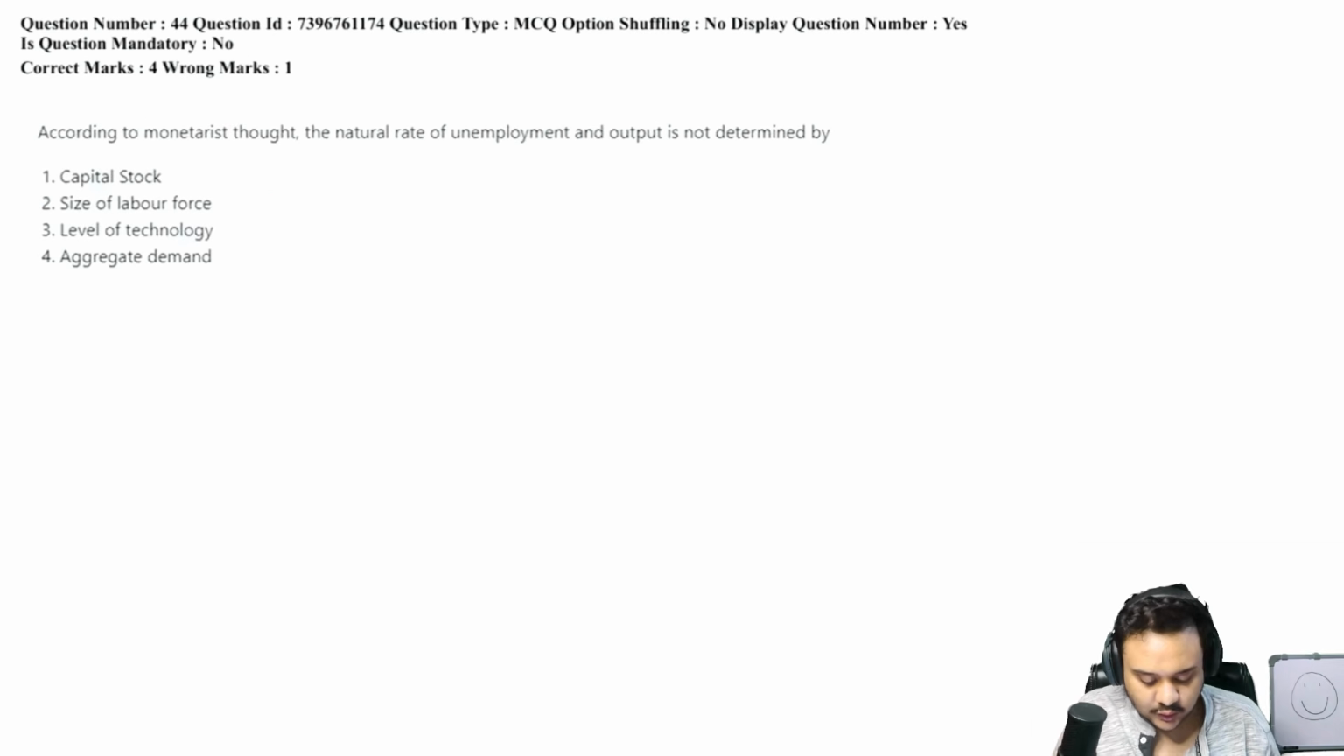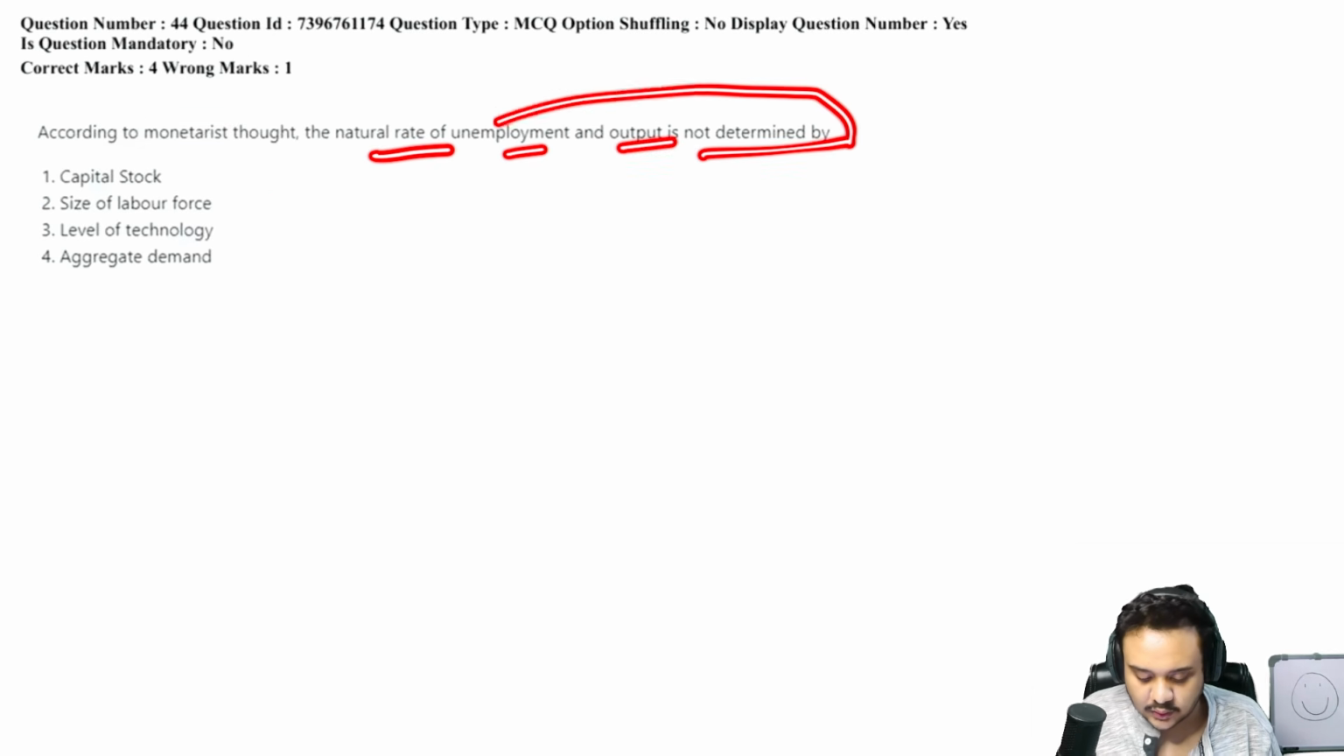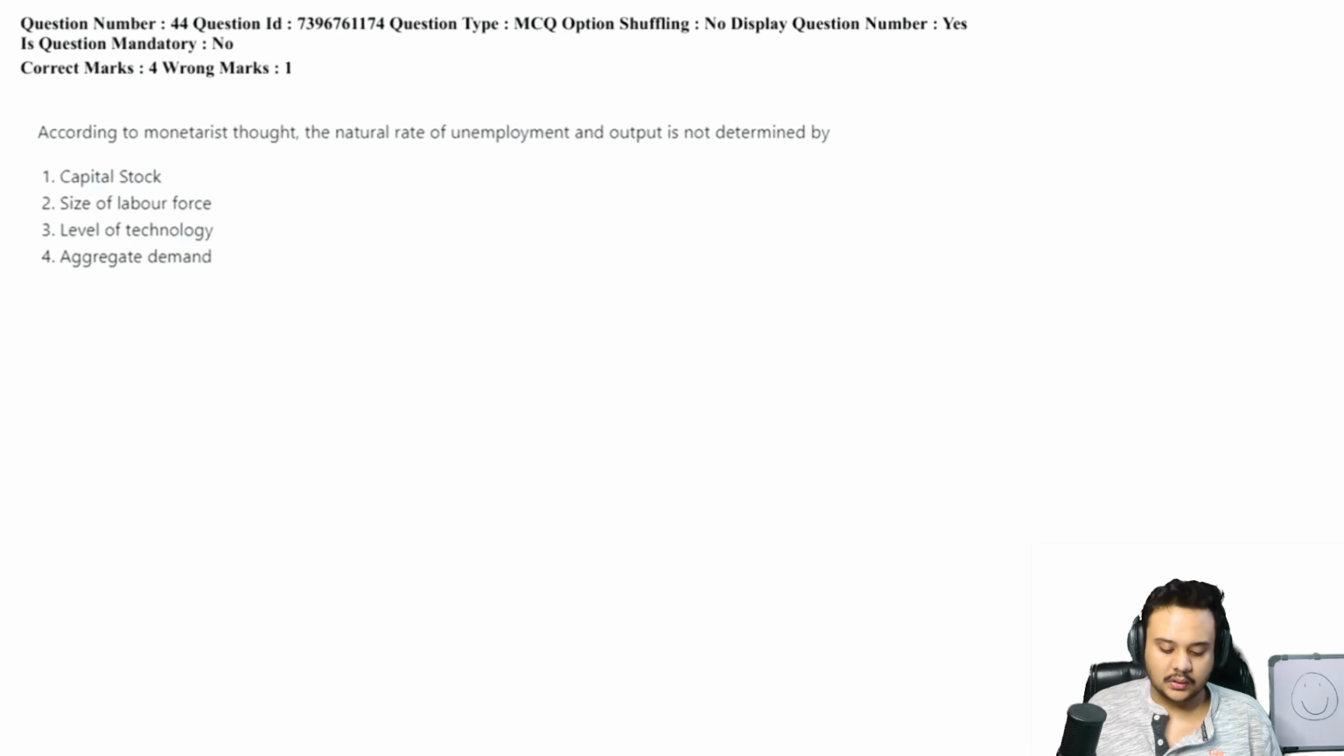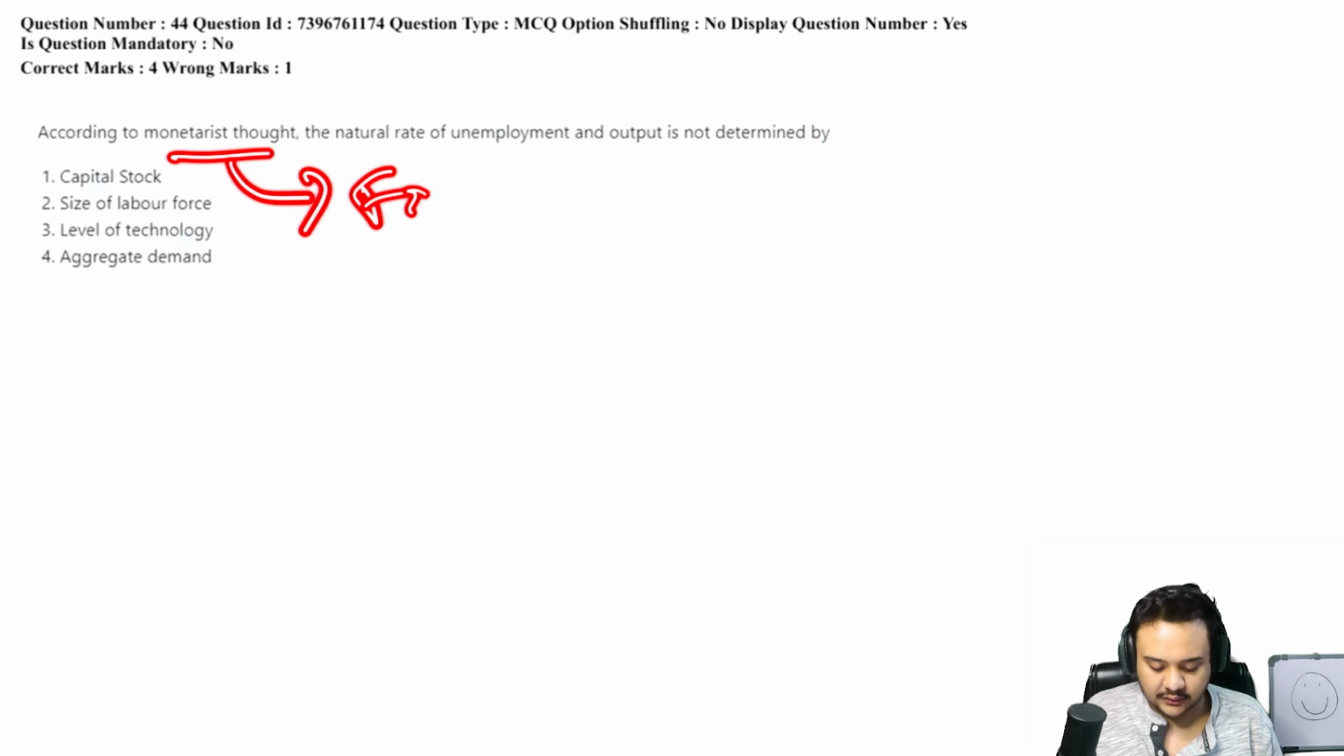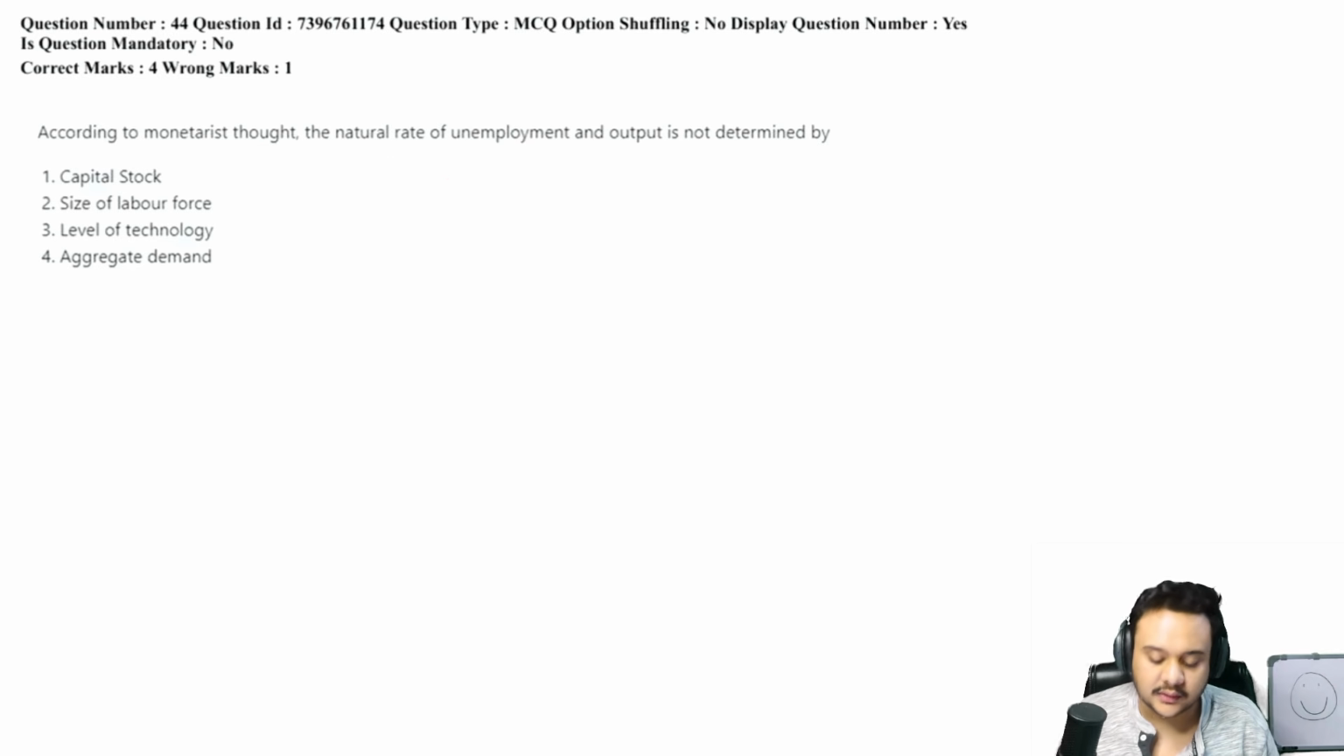Let us move on. The 44th one says, according to monetarist thought, the natural rate of unemployment at output is not determined by. So this is also important. It was led by Friedman. So you should read up on monetarist thought as well. Not the most important topic, but yes, if you have time at hand, you should read about this.